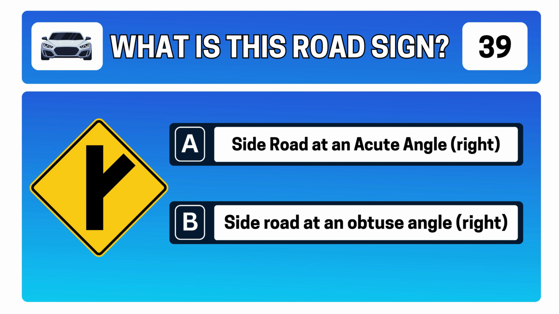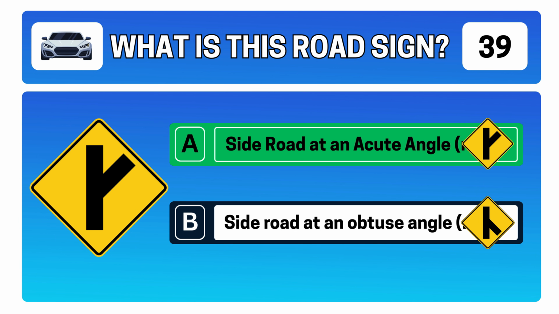What is this road sign? A. Side road at an acute angle right. B. Side road at an obtuse angle right. Excellent. It is the side road at an acute angle right sign.